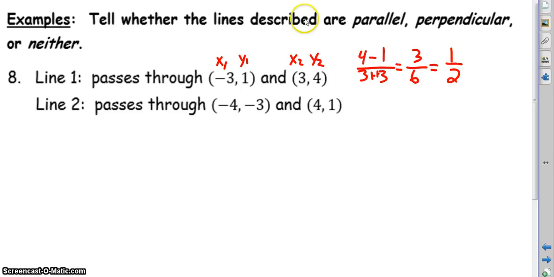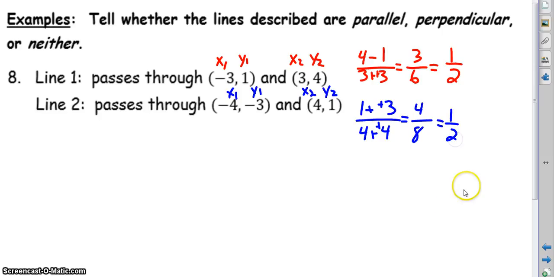Now for line 2, I'm going to mark it up, x1, y1, x2, y2. That would be 1 minus negative 3 over 4 minus negative 4. So that would give us positive 4 on top and 8 on the bottom, which reduces to 1/2. Because these two slopes are exactly the same, the two lines are parallel.